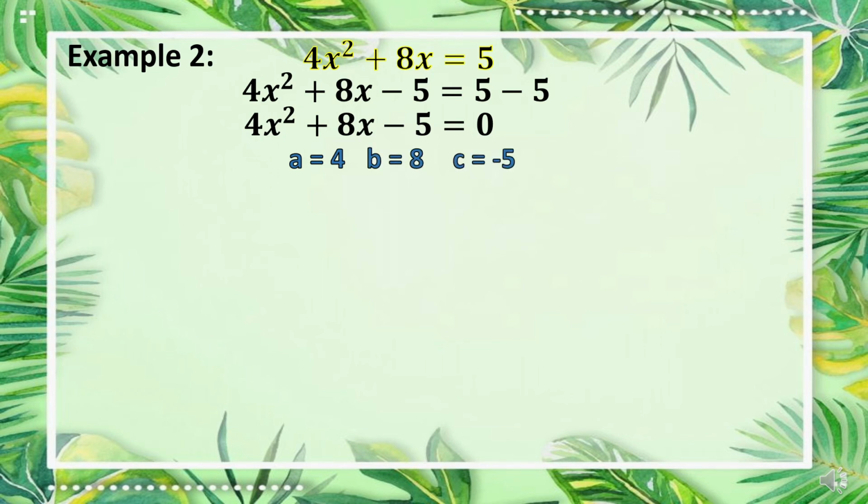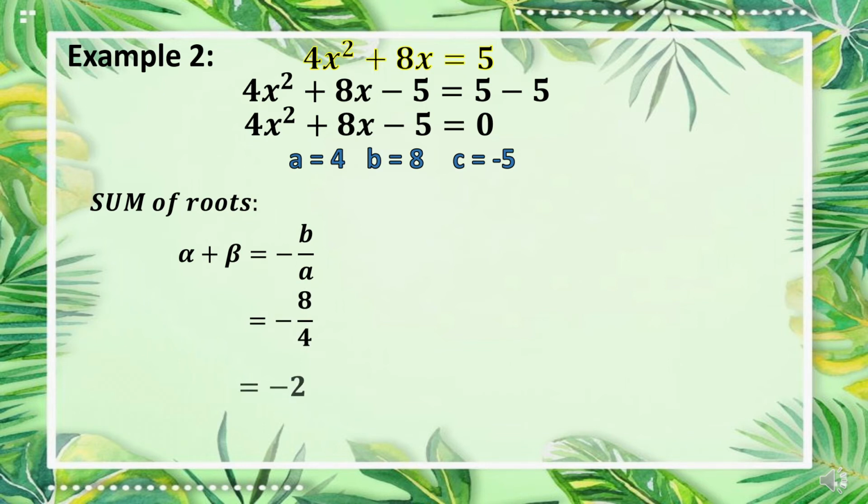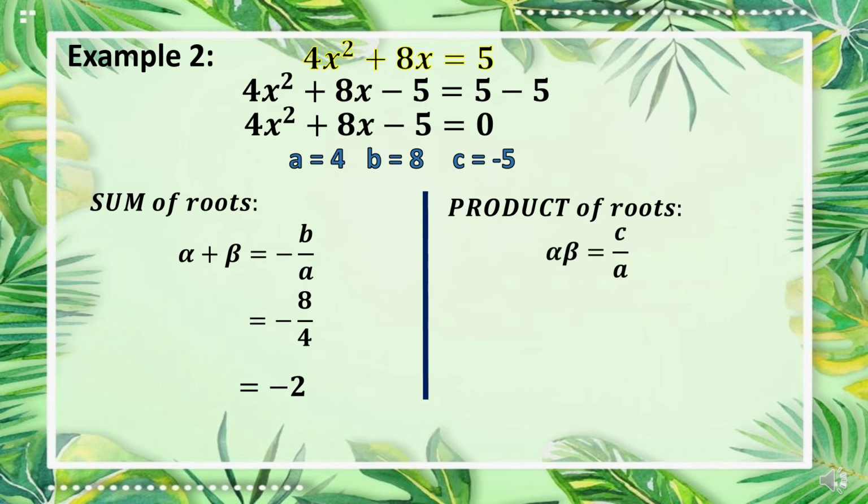So again, by substituting the sum of roots, negative b over a, we can have negative 8 over 4, and that is negative 2. So for the product of roots, substituting the values of c and a, we have negative 5 over 4.